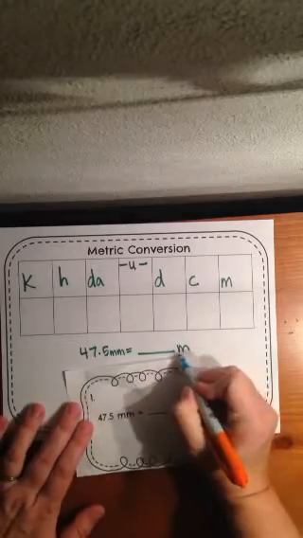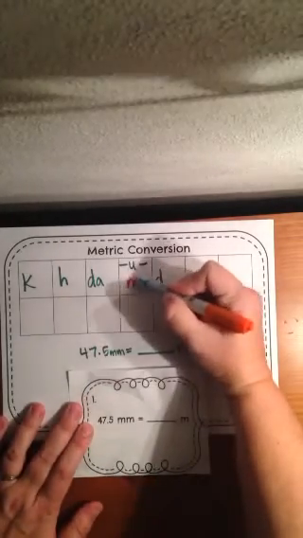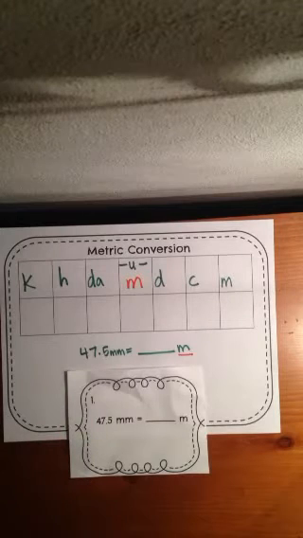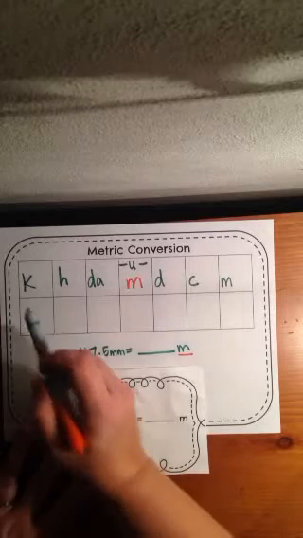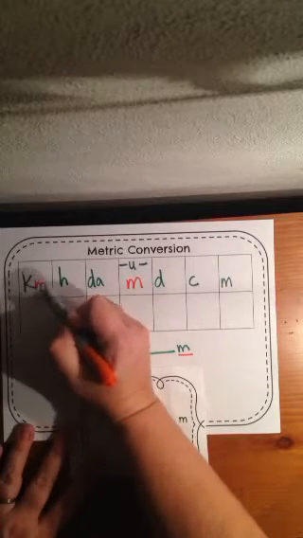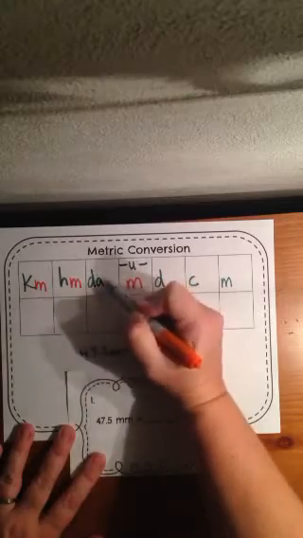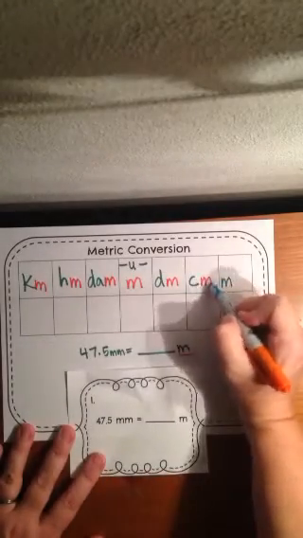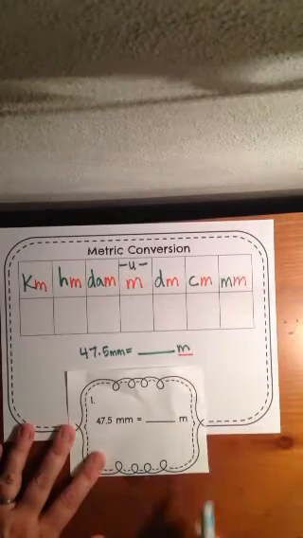First of all, our base unit is meters. Now, we talked about in class how your base unit can be meters, liters, or grams depending upon what you're measuring. In this case, we are measuring linear length, so we are looking at meters. So we're at kilometers, hectometers, decameters, meters, decimeters, centimeters, and millimeters.